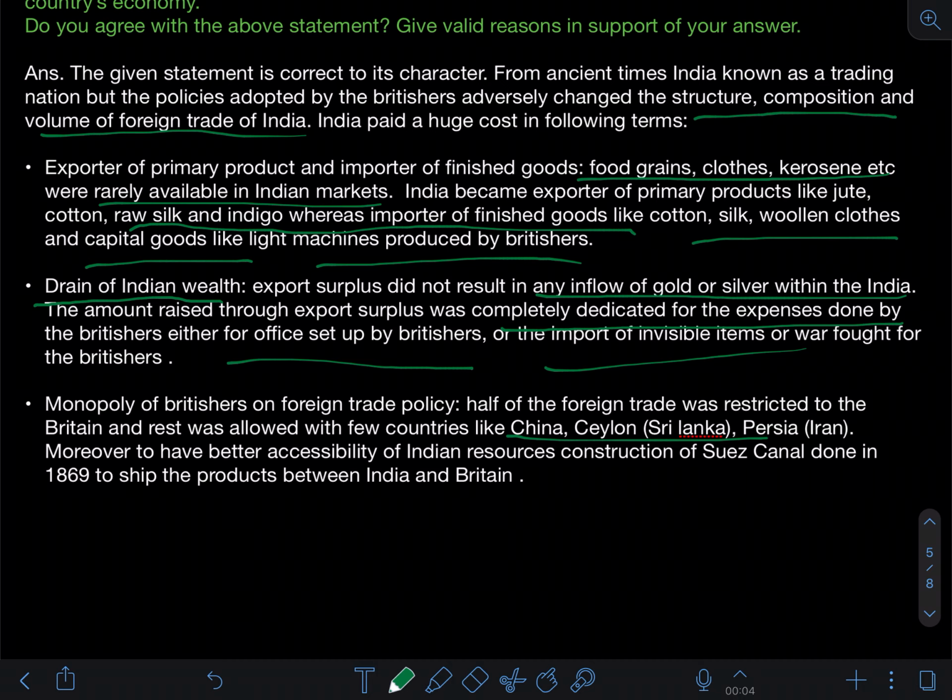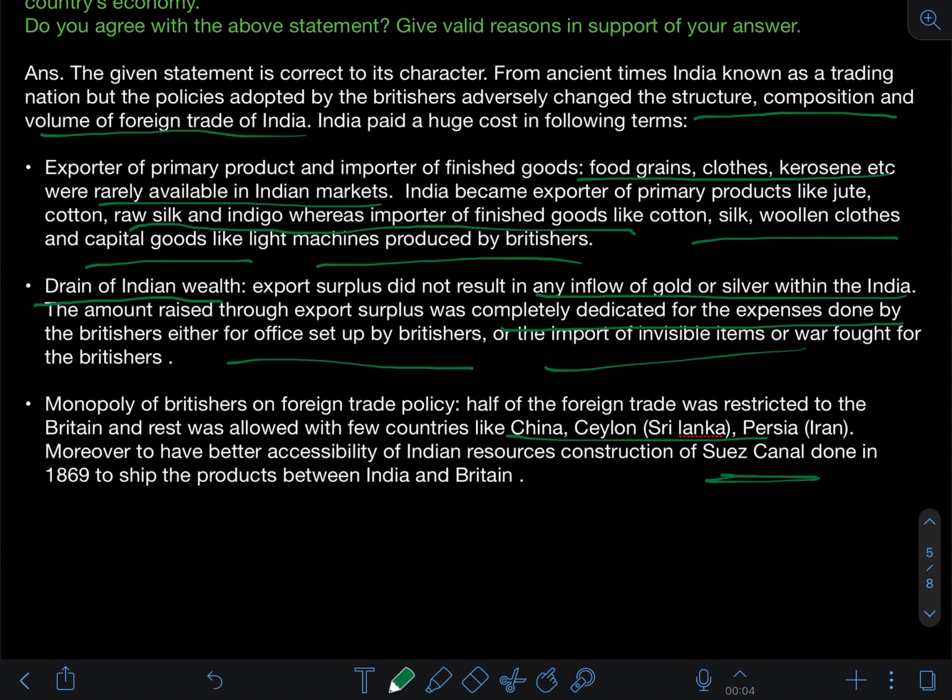Apart from that, to have better accessibility of Indian resources, they built the Suez Canal. Very important question. The Suez Canal can be asked as a separate 2 or 3 marker question. The Suez Canal is an artificial waterway running from north to south across the isthmus of Suez in northern Egypt. So basically the Britishers connected a port on the Mediterranean Sea with the Gulf of Suez, an arm of the Red Sea.